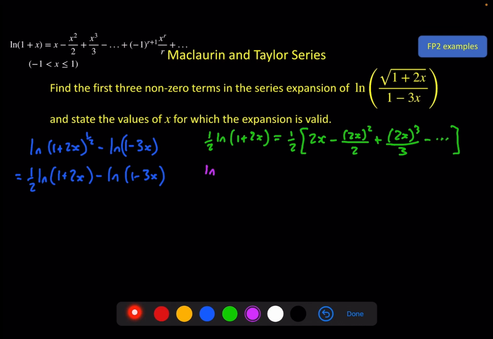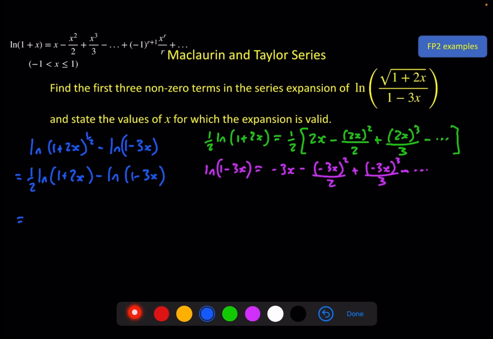We've got a log of 1 minus 3x, so substituting minus 3x in here for x gives me minus 3x minus (minus 3x) squared over 2 plus (minus 3x) cubed over 3, and you can see for various reasons these brackets here are very important, and then minus dot dot dot, but we don't need any more. So I've got the two expressions here. I can now put them back together, doing the green one minus the purple one.